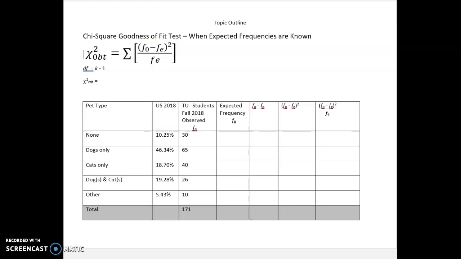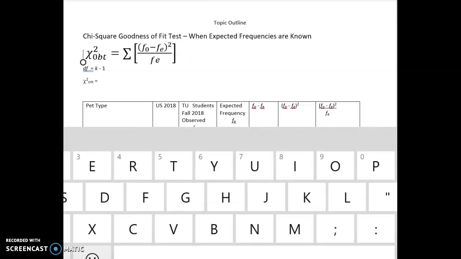Basically the first thing that we need to do is we're going to need to specify our hypothesis. And in this case, the hypotheses tend to be written out in sentences. So what I am going to do is I'll type them up here.